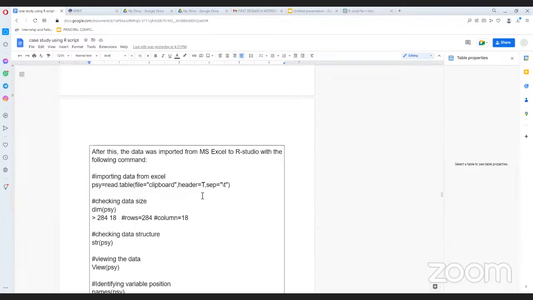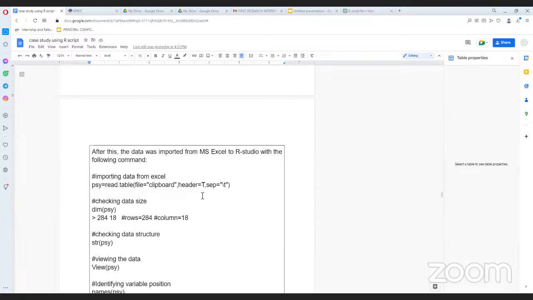Now the next command is checking the data size. For that we will do dim(psy). The dimension is 284 rows and 18 columns. So what do these 18 columns represent? The 18 columns represent the items.